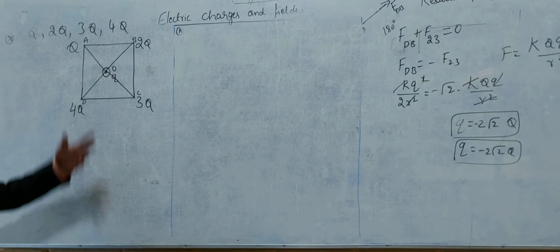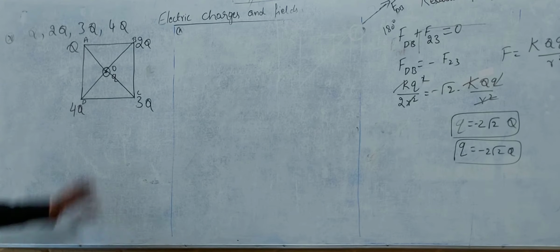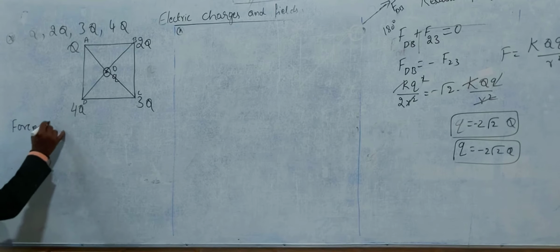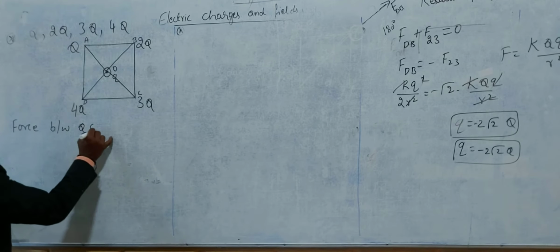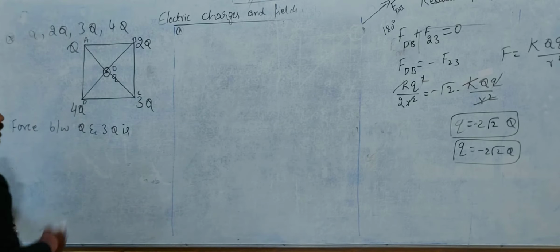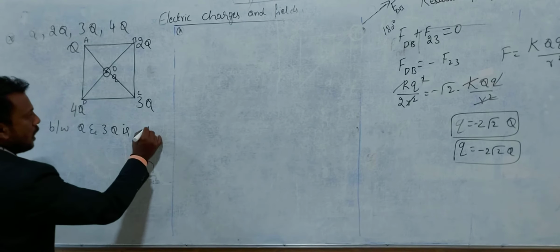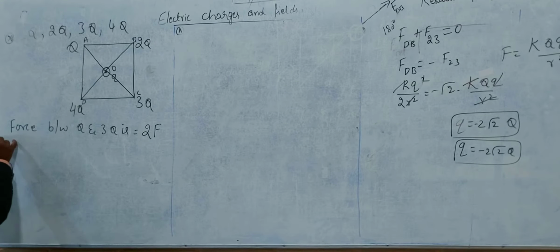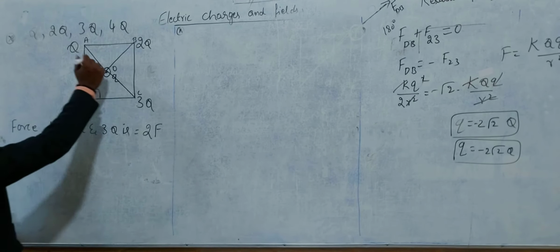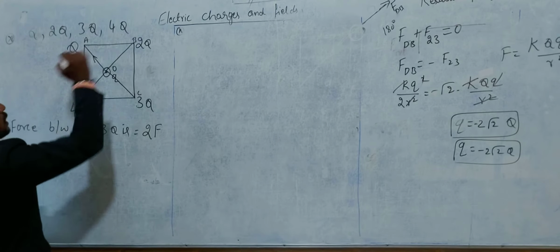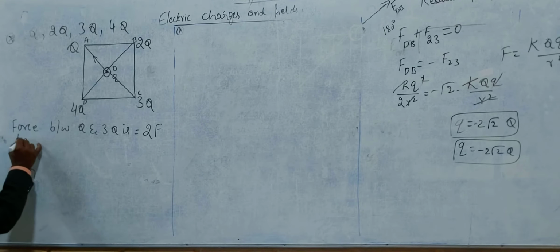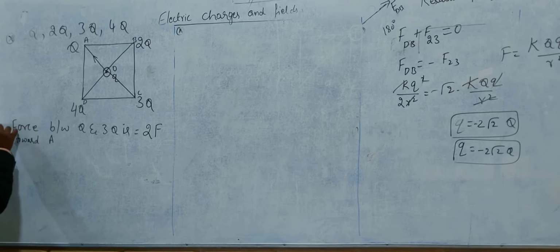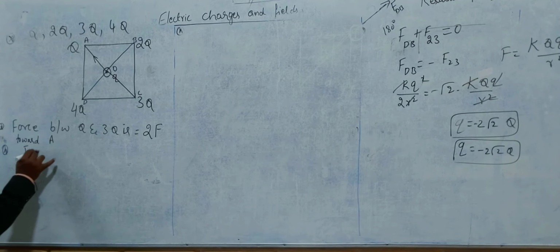So applying the magnitude of resultant force formula, we will get F1 is equal to the force between Q and 3Q charge is 2F. Okay. Similarly, 2F and acting in which direction? Towards A.